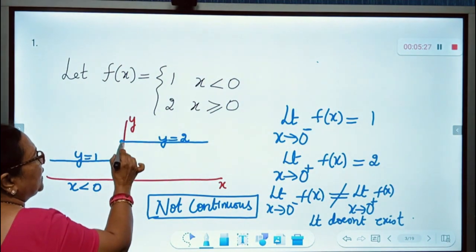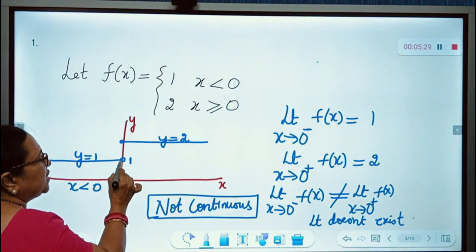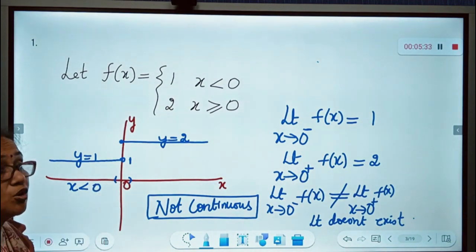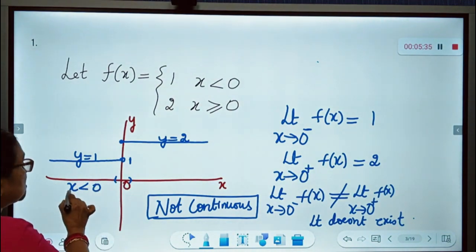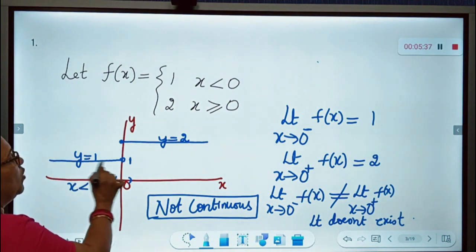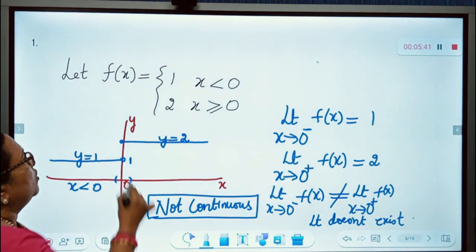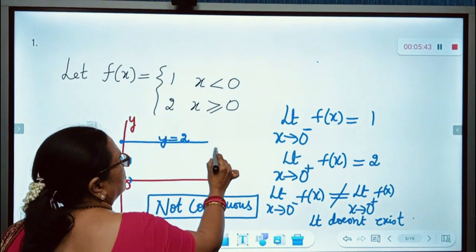So, I have indicated here. I have drawn an open circle here to indicate that that value is to be excluded, because only for x strictly less than 0, y is 1. For x greater than or equal to 0, y is 2.